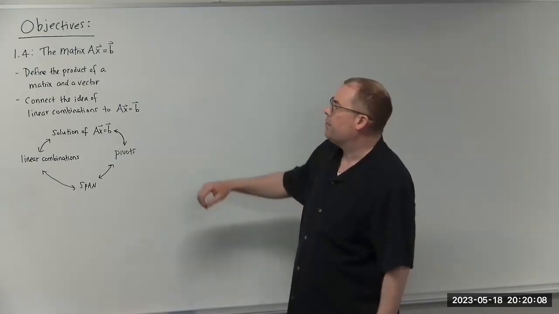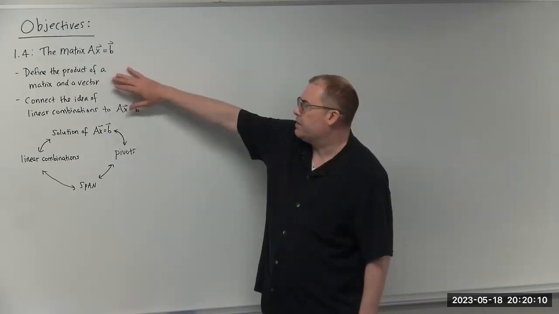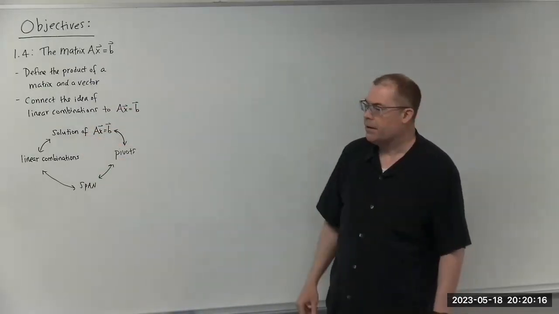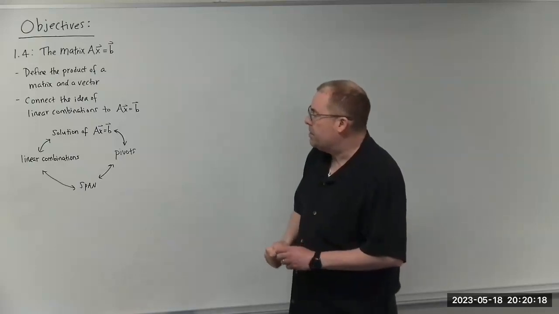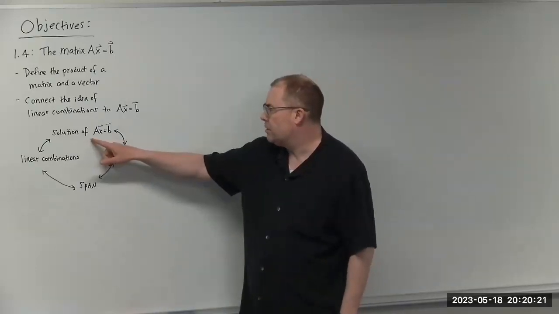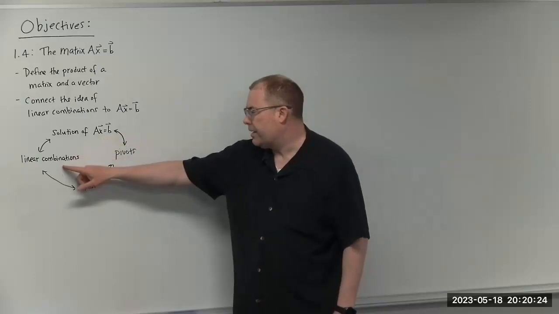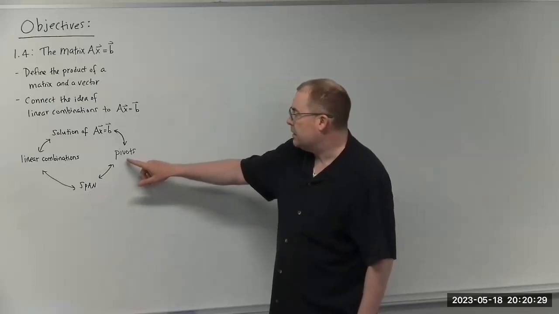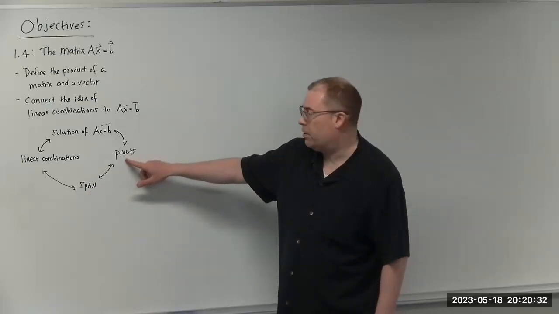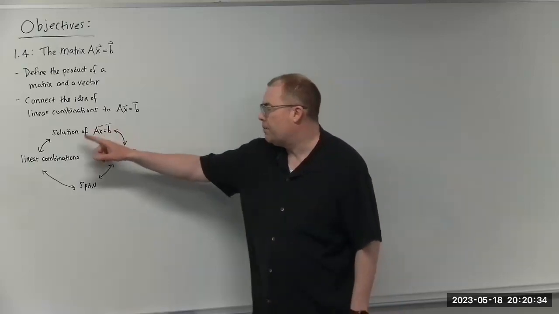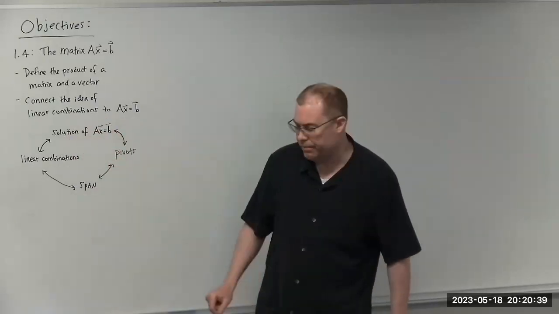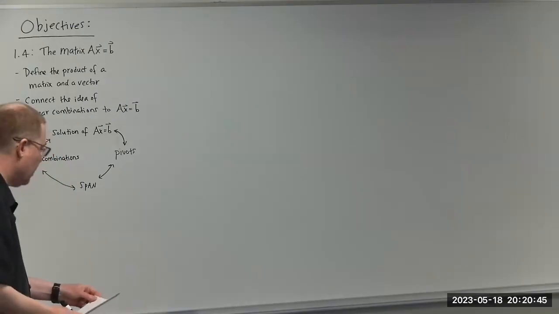And then we're going to take this idea and connect it to the idea of linear combinations. Okay, and then the last part of this section, we're going to talk about the solution of this system and how it connects to linear combinations and the idea of span and the pivots that are involved in our matrix. Okay, so there's a very nice theorem that actually connects all these ideas together.